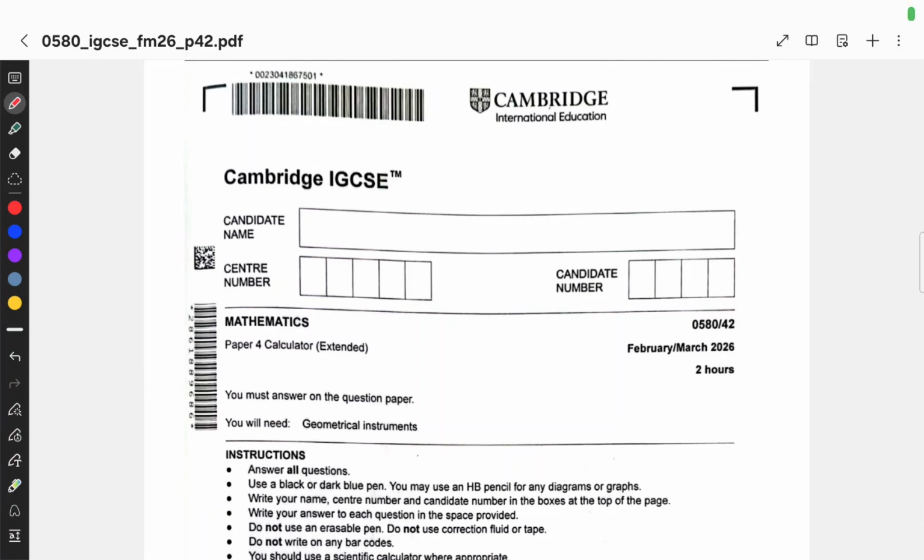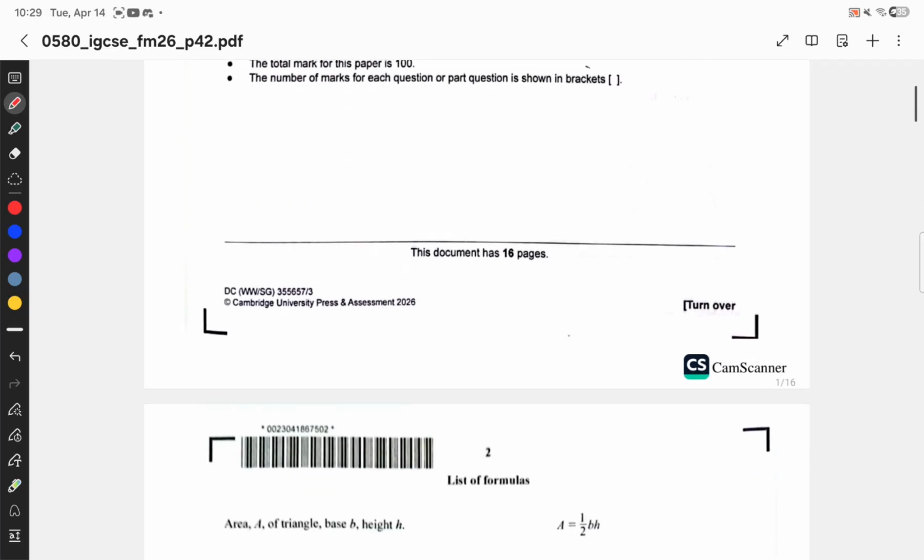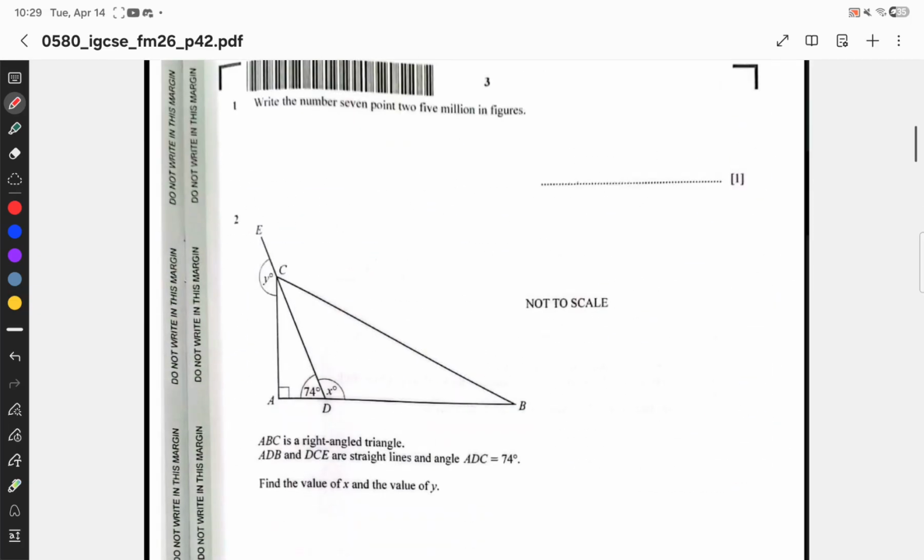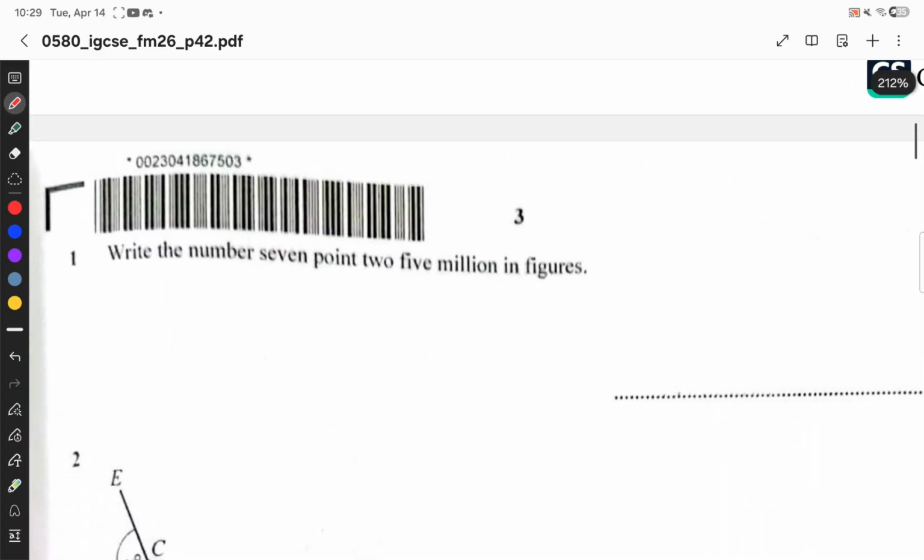So this is the paper 4, the calculator paper, solving. The things I said in the paper 2 non-calculator video apply to this also. If you want me to delete this, then sure, because this is a leak and we do not know if this is legitimate or not. Let's start.